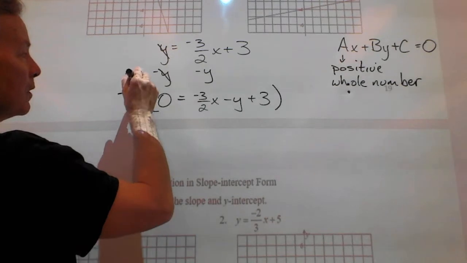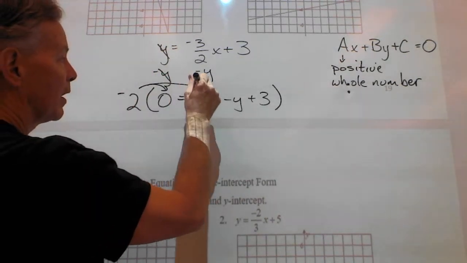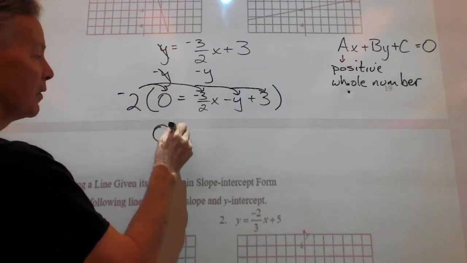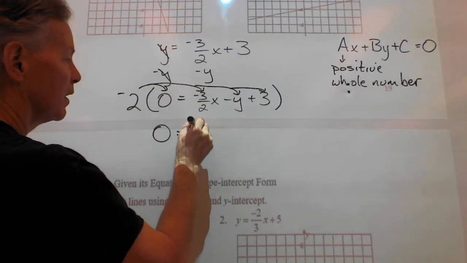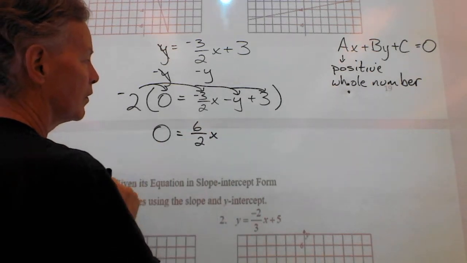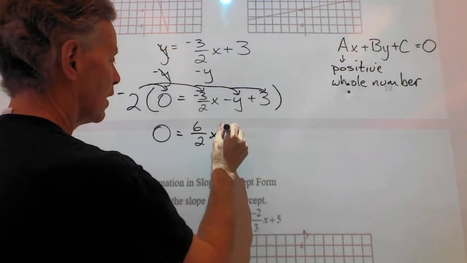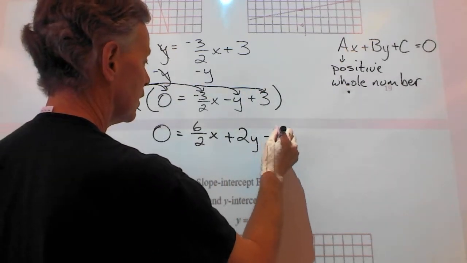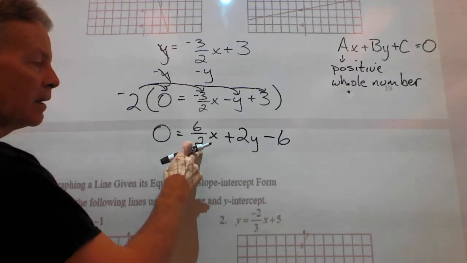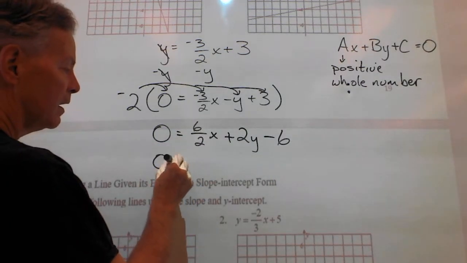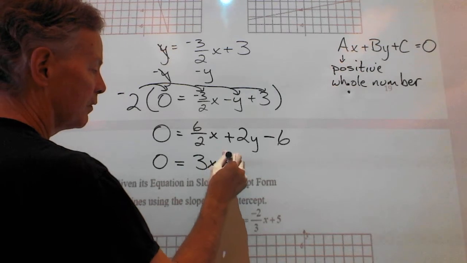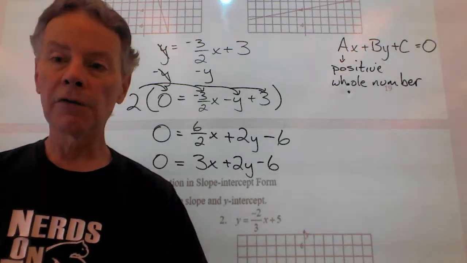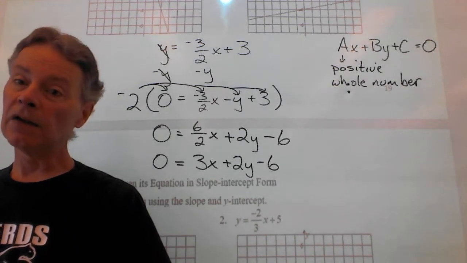Okay? So we multiply by all 4 terms, and that gives us negative 2 times 0 is 0. Negative 2 times negative 3 over 2 x is positive 6 over 2 x. Negative 2 times minus y is plus 2y. Negative 2 times positive 3 is minus 6. And then again, this fraction simplifies very nicely into just 3x. And there's our equation in general form. Okay? Easy, easy.